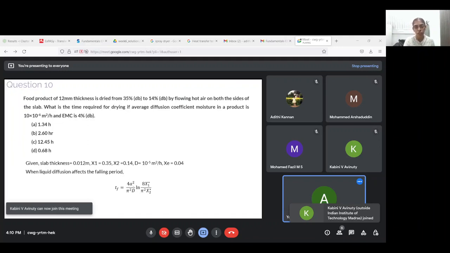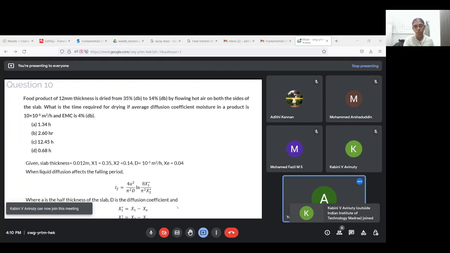So 4 into a square, D will be your diffusion coefficient. And x1 star is actually x1 minus xc. xc is your equilibrium moisture content, below which your moisture content cannot reduce further. And x2 star is x2 minus xc. So you have pretty much all the parameters that are required. a will be 0.006, which is half the slab thickness. x1 star and x2 star you can calculate since all of these are on a dry basis only. And D is also given.